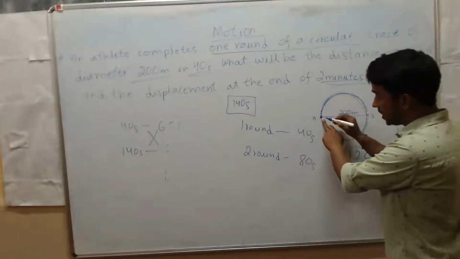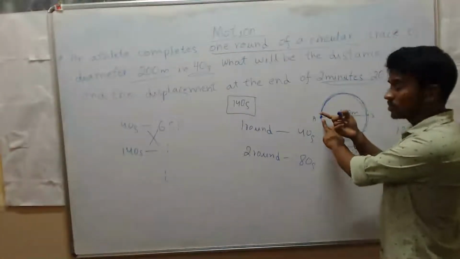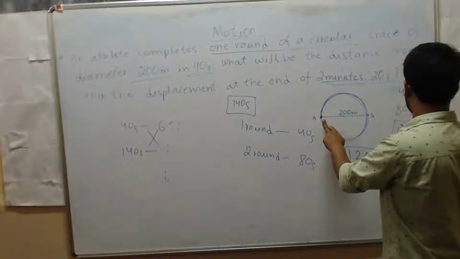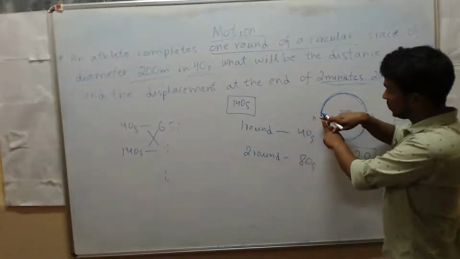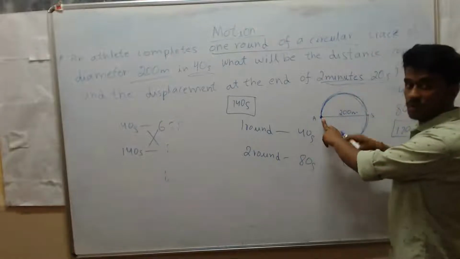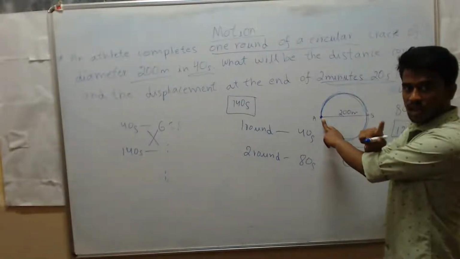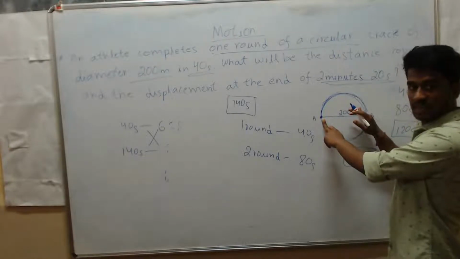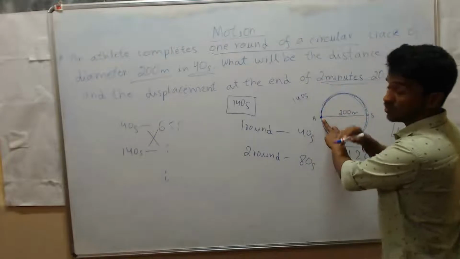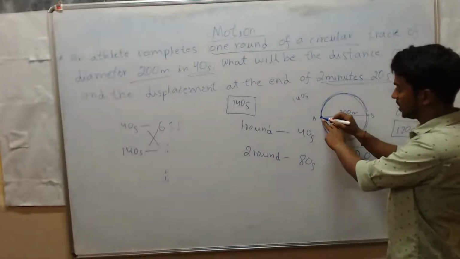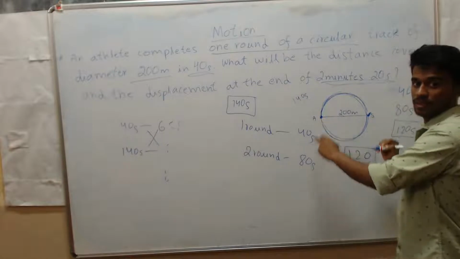After 3 rounds, his position is here only. After 3 rounds, so total time is 120 seconds over. So now remaining we need only 20 seconds. In 40 seconds, he will complete one round. What about in 20 seconds? So in 20 seconds, he will complete only half of the circle, right? So after 140 seconds, his final position is at B.